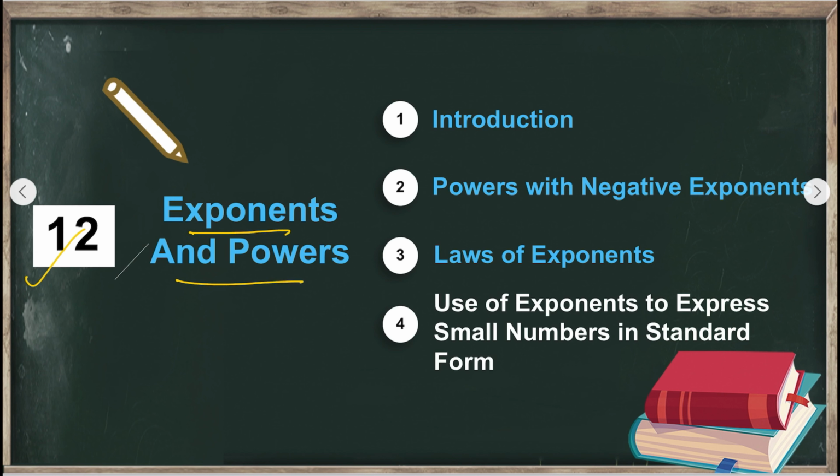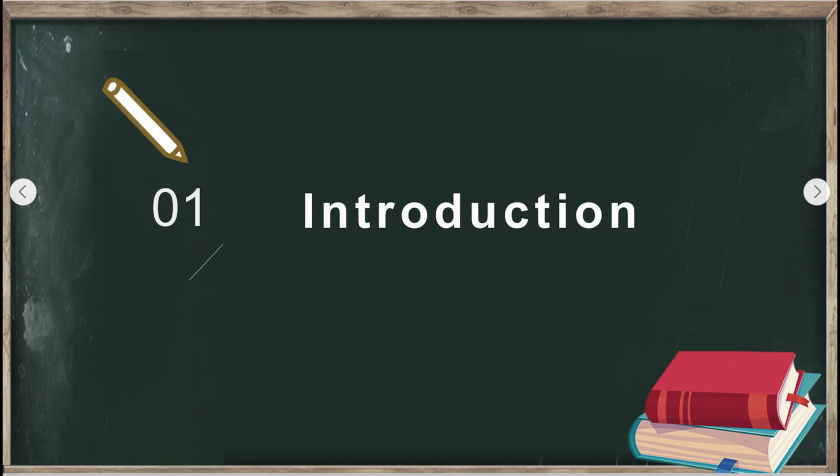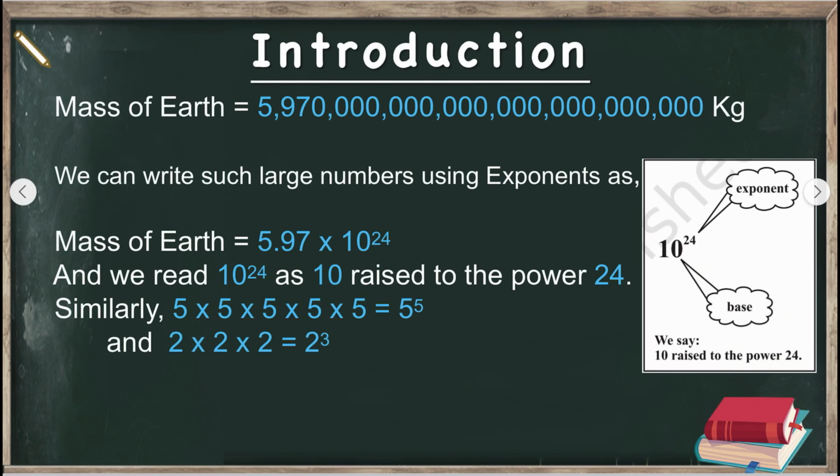Chapter number 12, exponents and powers, is divided into a total of 4 subtopics which are listed here. Today in this session we'll be looking at the first 3 subtopics, which are the introduction part, powers with negative exponents, and the laws of exponents. Okay, so let's start with the introduction.